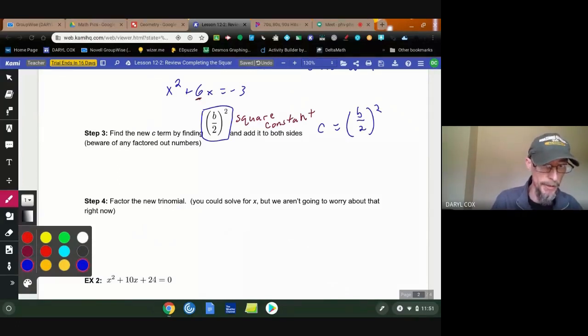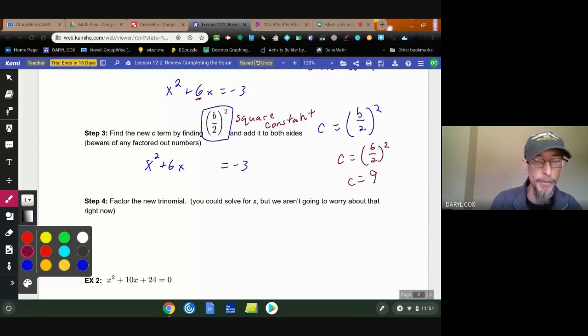Okay, so when I write this out, I'm going to leave a little space this time. I'm going to write x squared plus 6x equals negative 3. And that B term is the 6. So I'm going to go off to the side and I'm going to go, well, C will equal 6 over 2 squared. 6 over 2 is 3. 3 squared is 9. And I'm going to take that 9 and I'm going to add it. We're always adding to both sides. Okay? Always adding. You don't even have to think about anything else. You're going to add that number to both sides.